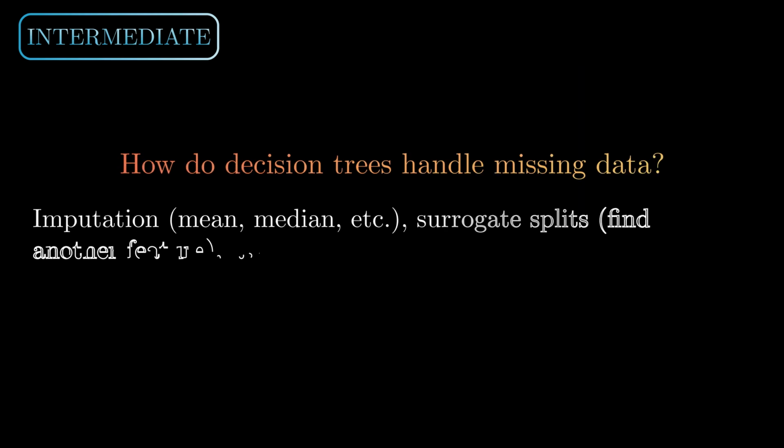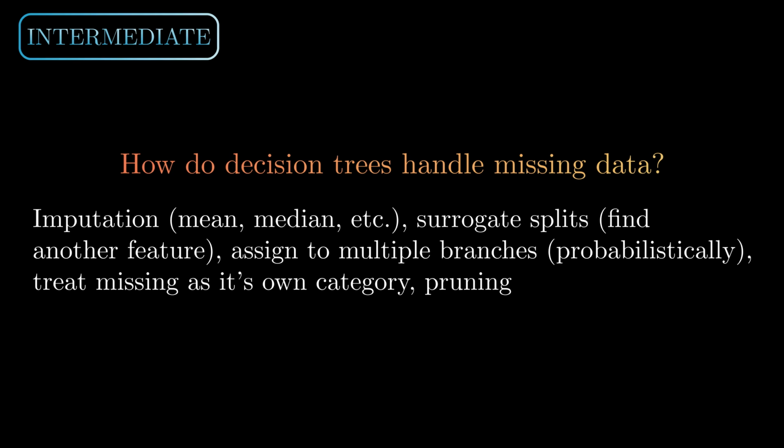Next question. How do decision trees handle missing data? There are several strategies that can be used. First, imputation. In imputation, missing values can be filled using methods like the mean, median, or using clustering methods like k-nearest neighbors before training. Surrogate splits. In surrogate splits, the tree finds another feature, or a surrogate, to split on when the data is missing for the primary feature.